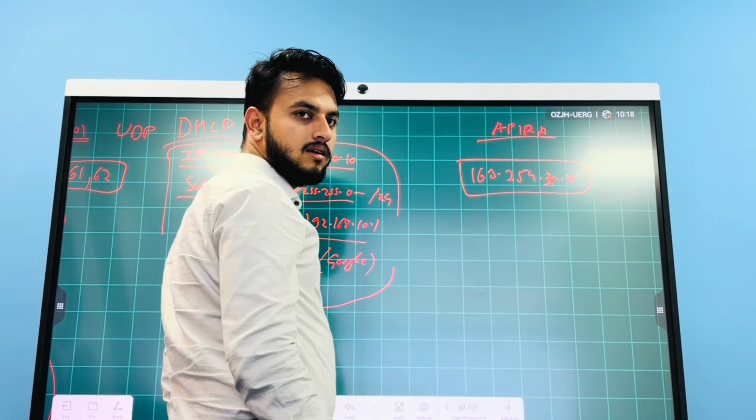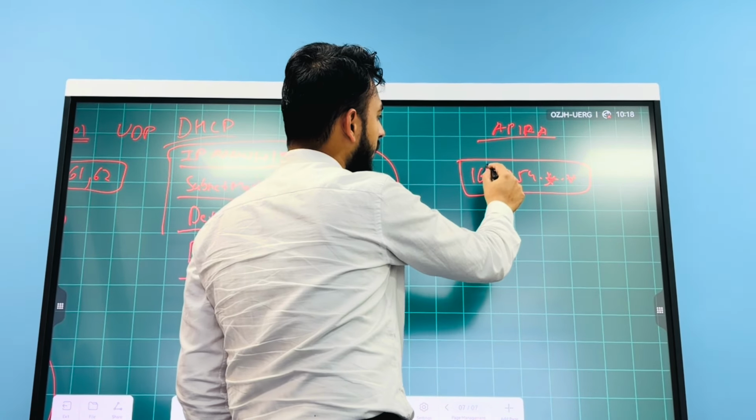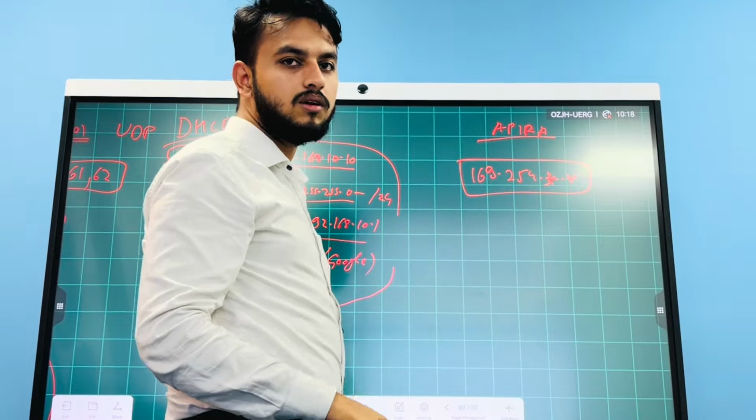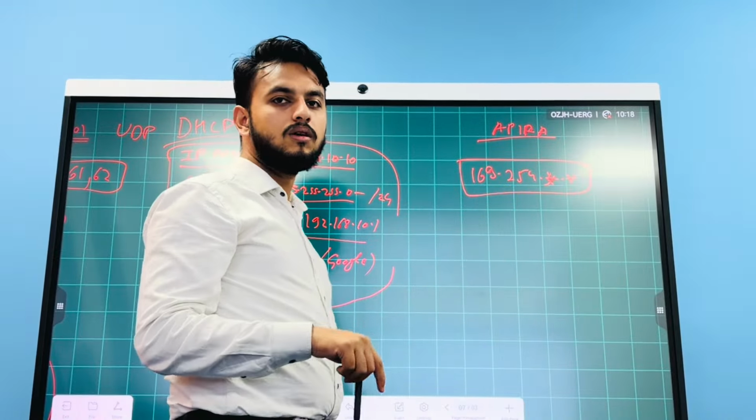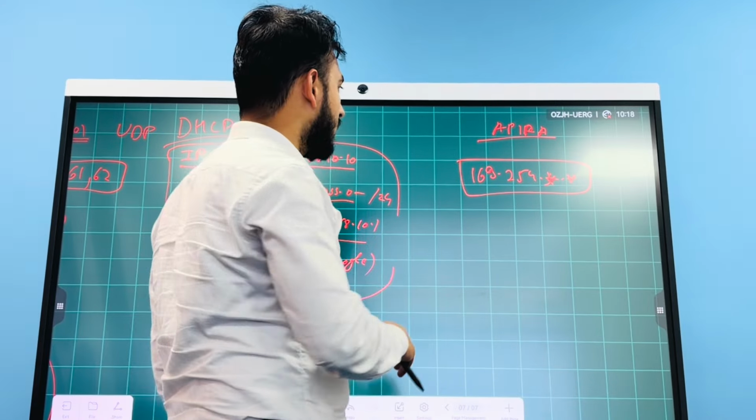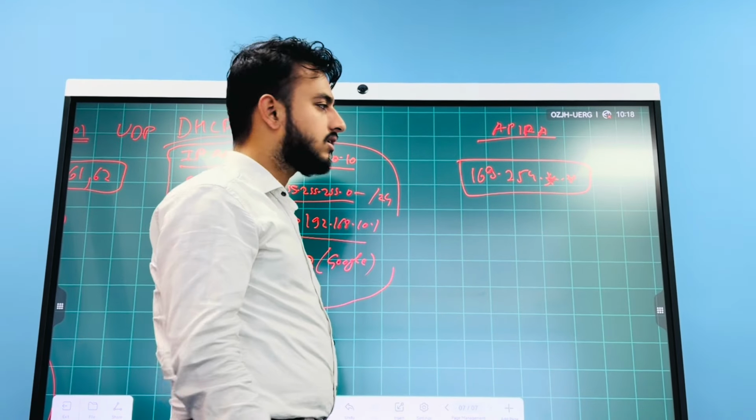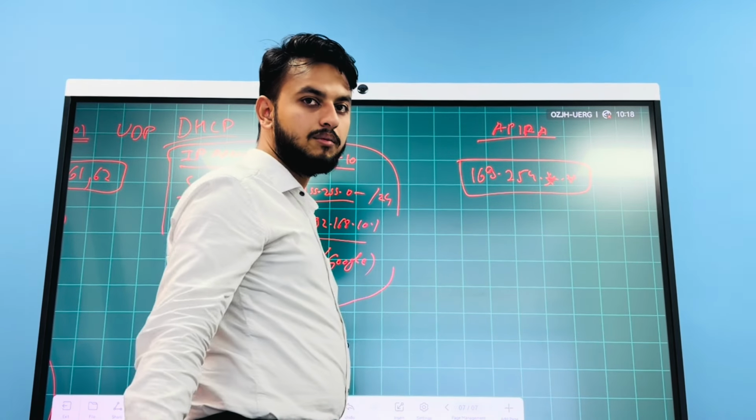The APIPA IP address will be like this. Okay, when you see this in your IP address, it means something is wrong with your DHCP server, or it is not there. Like the PC is not able to reach the DHCP server. Okay, this is the APIPA IP address.